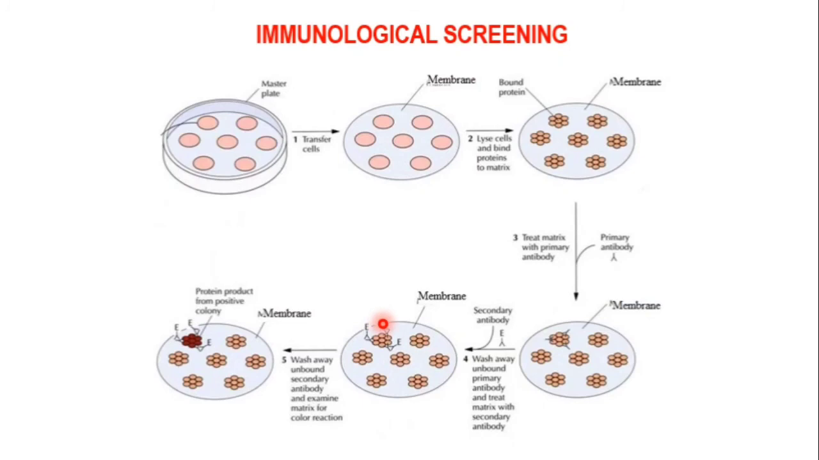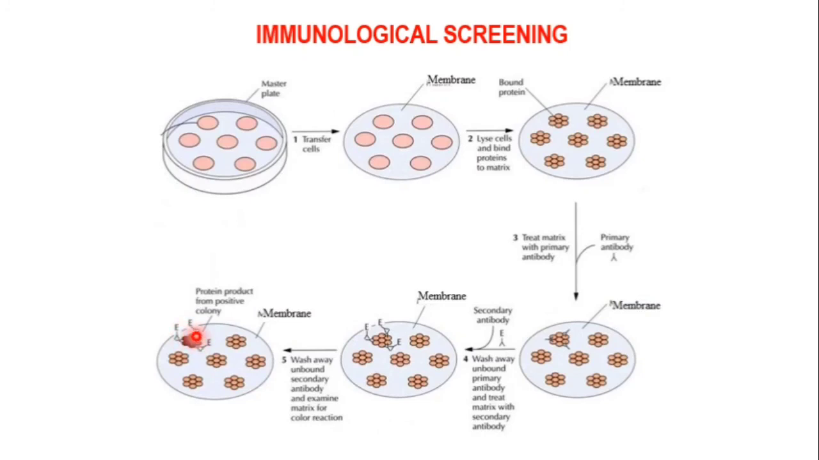Secondary antibodies are labeled antibodies. When we add substrate to this nitrocellulose membrane, the enzyme will use that substrate and produce a colored compound. By detecting the color formation area, we can isolate which colony.